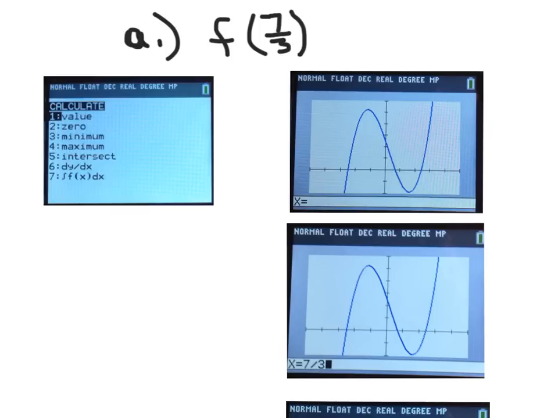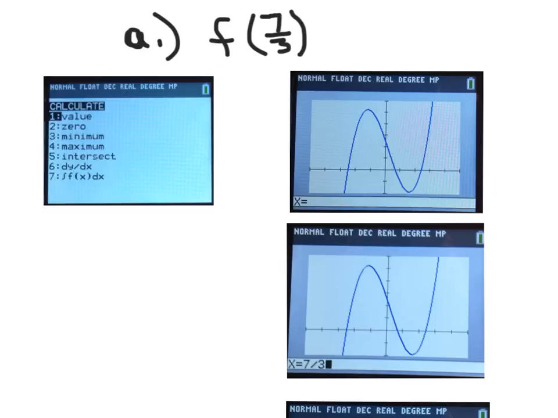One more thing I'll say about windows before we jump into evaluating f of 7/3 is that finding a good window is an art. You'll get better with a lot of practice, and it's just a lot of trial and error. It's not an exact science. It's an art. It's a feel, and you'll definitely get better with time. And the more that you experiment, and probably the more failure that you do encounter, the better off you're going to be.